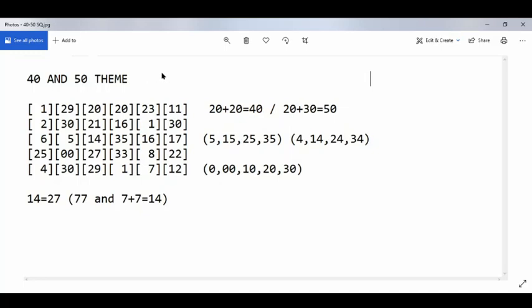All right, so I want you to notice here we got a 20-20, right? So 20 plus 20 is equal to 40, right? And I want you to look over here, you got a 20 plus 30, right? 20 plus 30 is equal to 50. So basically you have an environment where you're going to have to form either a 40 or you're going to have to form a 50.